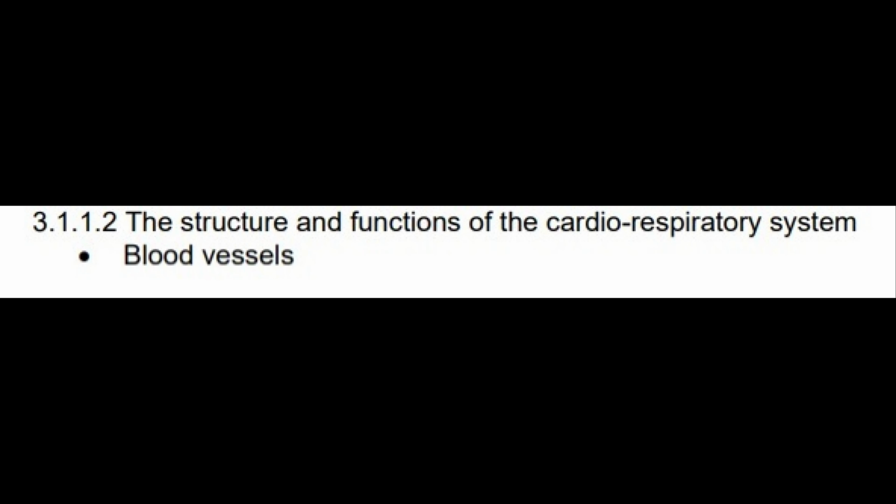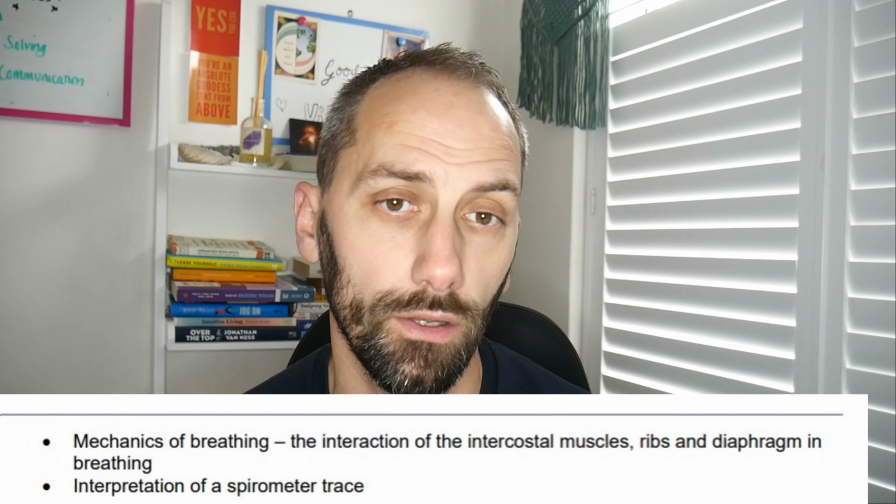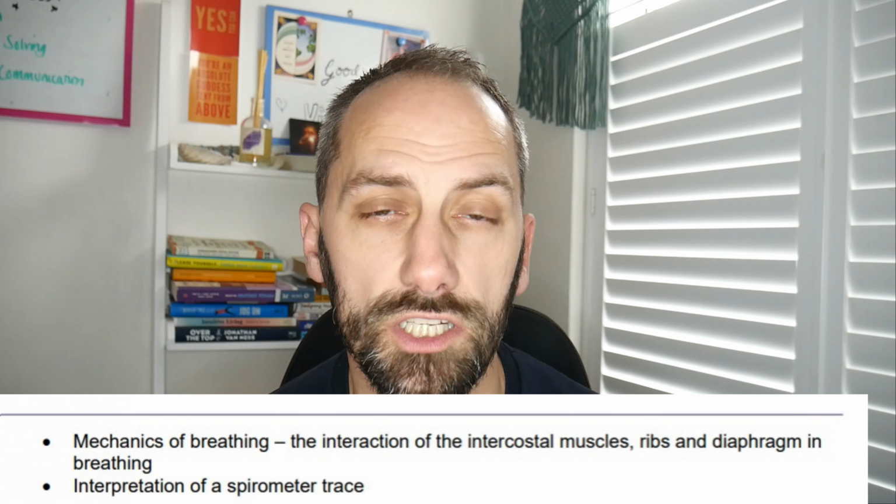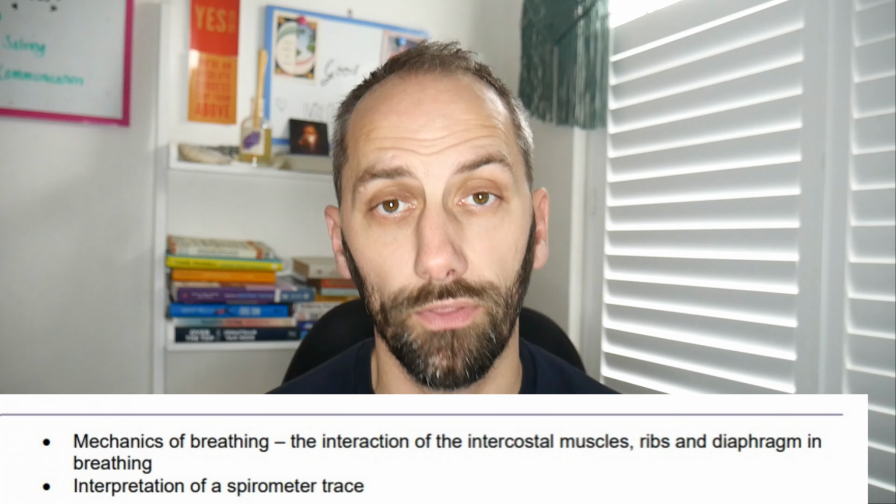It's then going to have a look at the structures and functions of the cardiorespiratory system. So this is going to involve things like blood vessels, the mechanics of breathing, so looking at basically how the muscles interact with the bones to create movement so we can actually breathe, and then interpretation of a spirometry trace. That's a topic that generally students don't find the easiest, so it's not surprising that it's going to be tested on there. However, we've got some really easy tips that we'll be sharing with you in future videos about how to try and access that the best way.